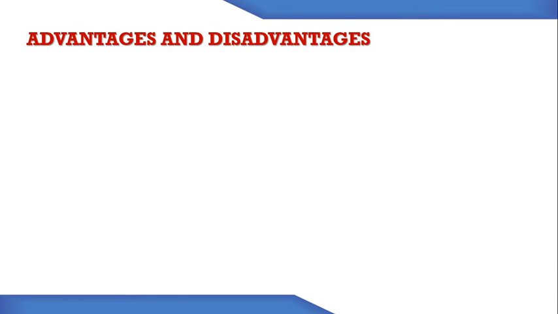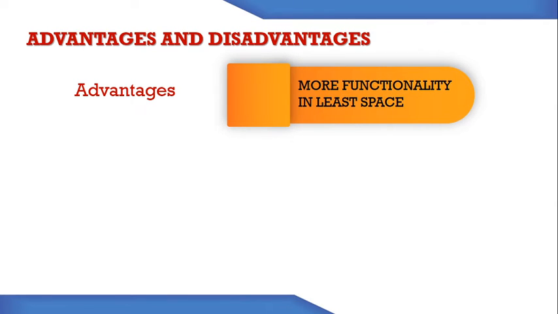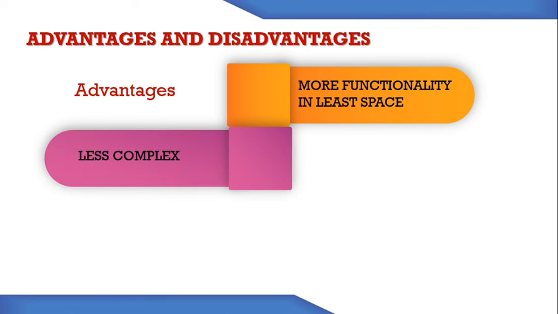Let us see the advantages and the disadvantages of simple structure. The advantage of simple structure was that it provided more functionality in the least space. The next one is less complexity. It was not that complex in comparison with our modern operating systems, but still it provided great functionality. That was the reason it got so popular.